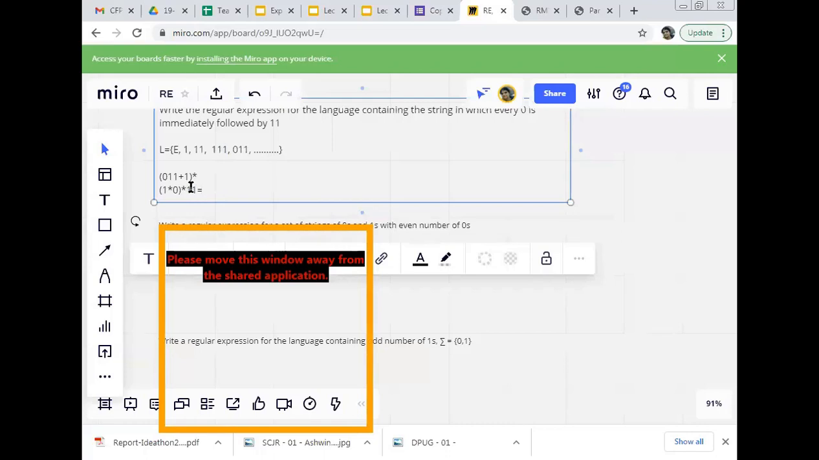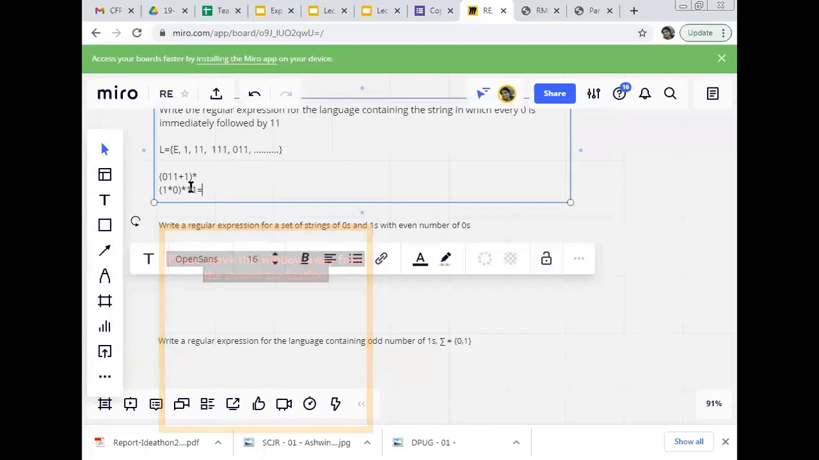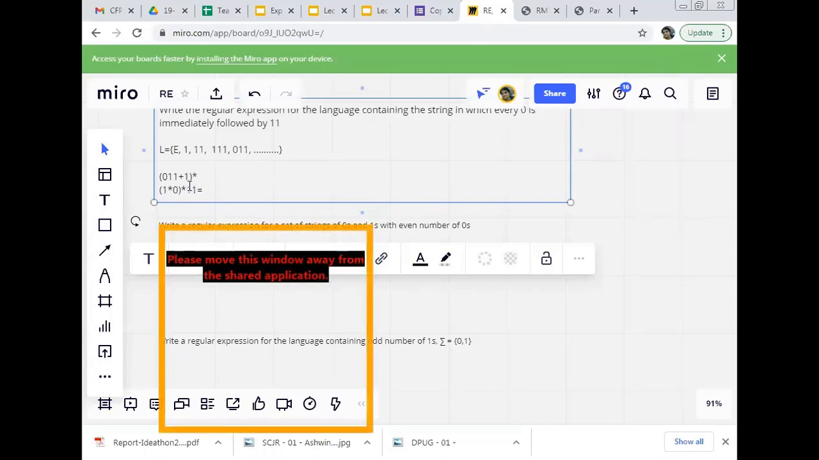111 is not generated. Yes. Okay. 1 star is not generated. Fine. Any other? Yes. Right. 111 is not generated. I can say 1 star is not generated. Right. Including epsilon, 111 is generated, 3 ones. Right. 4 ones together are not generated. Any other answer?